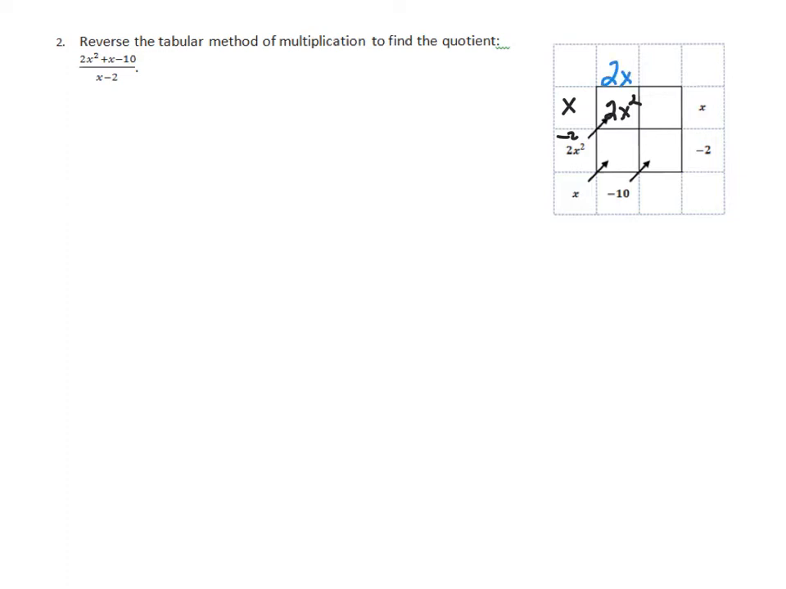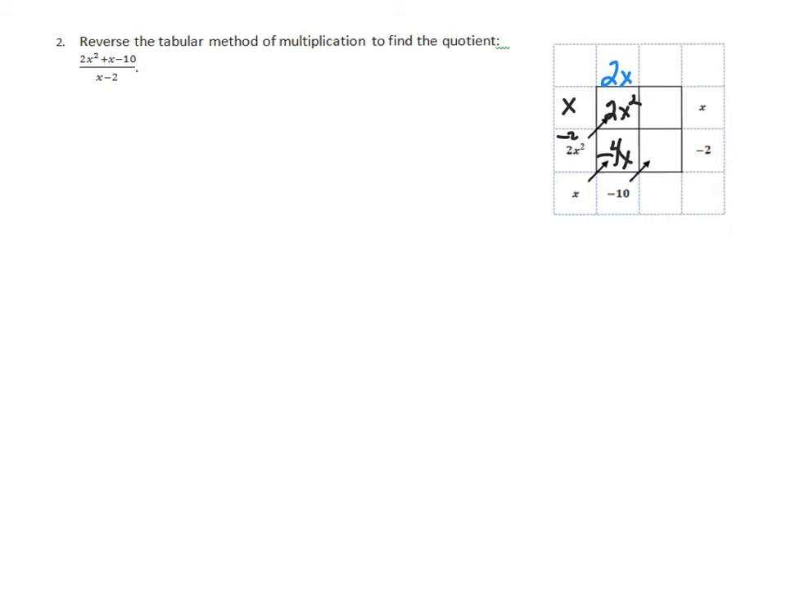So go ahead and multiply. 2x times x is 2x squared. 2x times negative 2, it doesn't matter which negative 2 I'm looking at, is giving me a negative 4x. And now the diagonal has been labeled here, and we know that this diagonal has to add up to that x that we had in the middle of our original dividend.